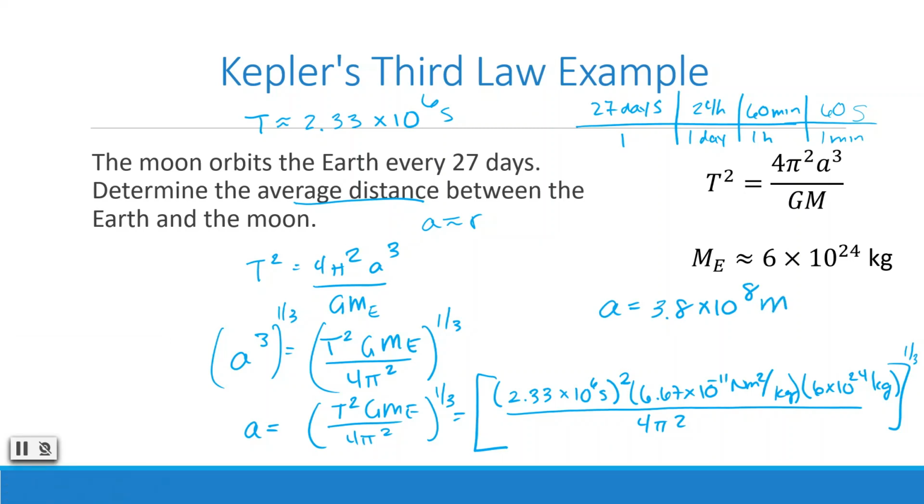And so what's really cool here is that the actual value for the average distance is 3.844 times 10 to the 8th meters. So all we used was the fact that it takes about 27 days for the moon to orbit the Earth. That's the lunar cycle, 27 days. And we were able to, with even just an approximation of the mass of the Earth, get within 2 significant figures the exact value for the distance between the Earth and the moon. That's really awesome.